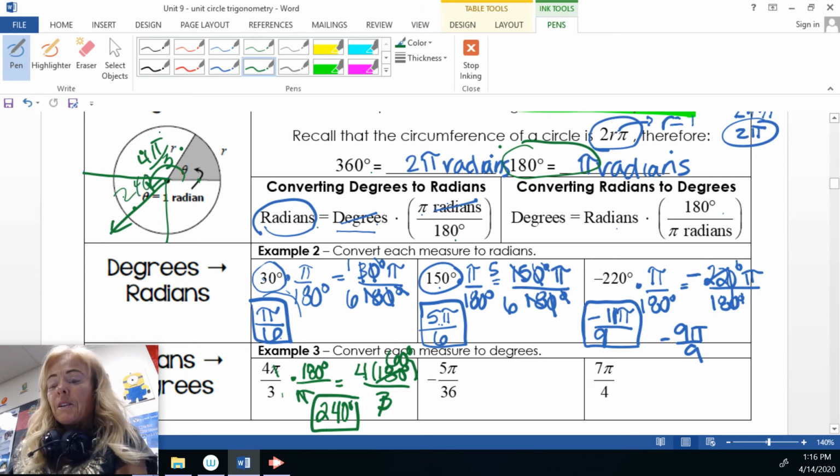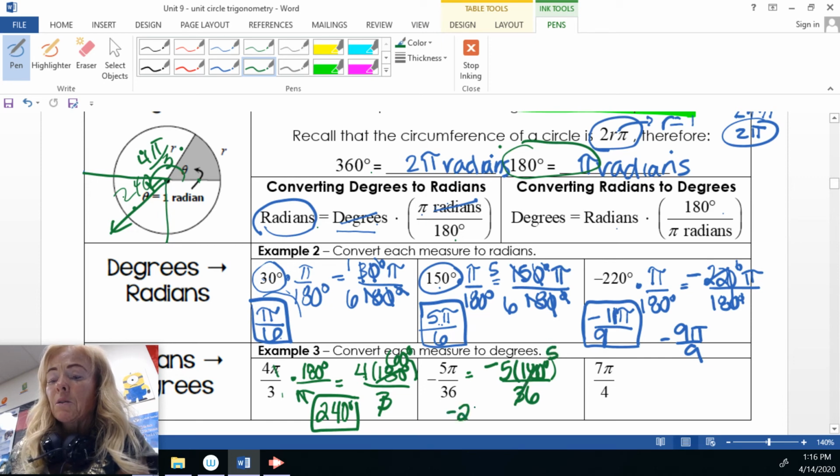All right, the next one, again, when we're converting from radians to degrees, we replace the pi with 180 degrees, and then we divide. Now 36 goes into 180 5 times, so we get negative 25 degrees.